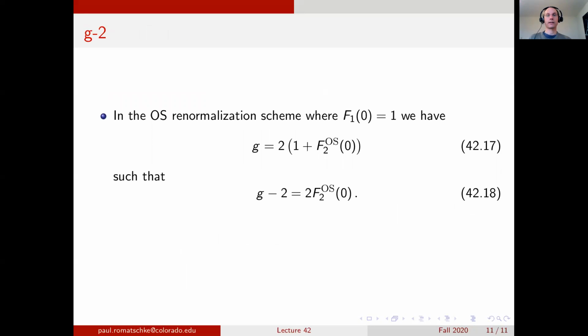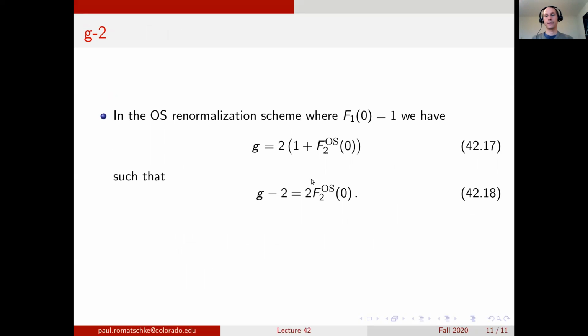If we choose this particular scheme where F1 of 0 is 1, then we find that the magnetic moment G is given by 2 times 1 plus the form factor F2 in the on-shell renormalization scheme evaluated at 0. So we can bring the 2 to the other side and find that G minus 2 is just twice the form factor F2 evaluated at Q is 0.